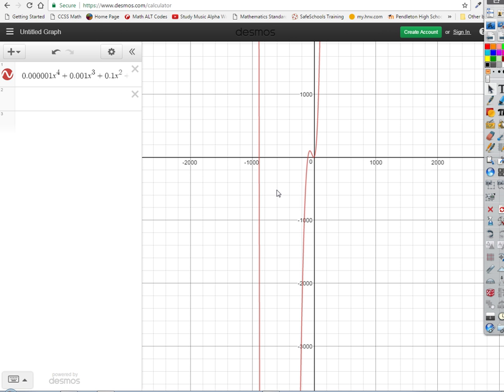So there's a really important moral to this story. We saw something. Let's dissect what just happened. The further out we go, the more the higher powers of x mattered. Why were they so insignificant at the beginning? For one thing, because they're multiplied by such tiny coefficients. But there's something else going on.